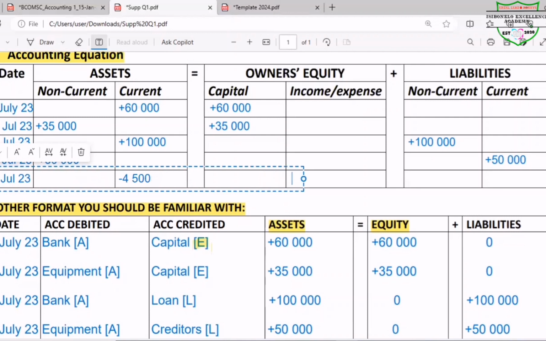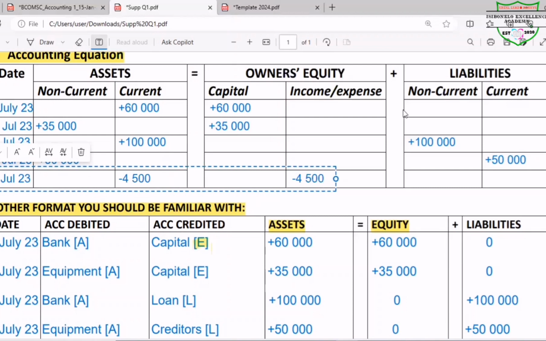So under the equity section, we have this column, the income and expense. So this is an expense. All expenses reduce the value of equity. So we put negative 4.5.